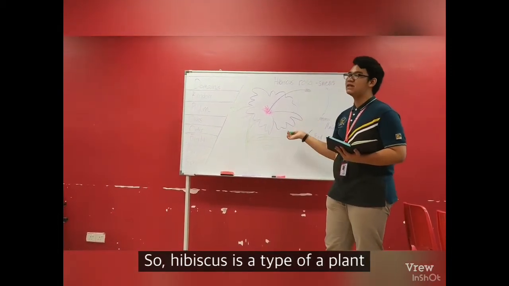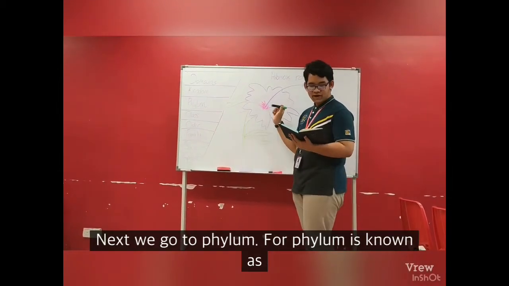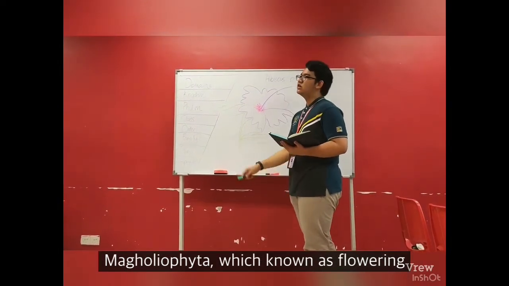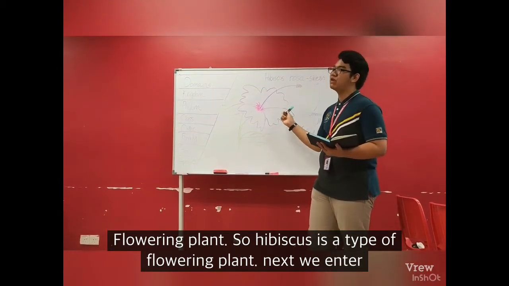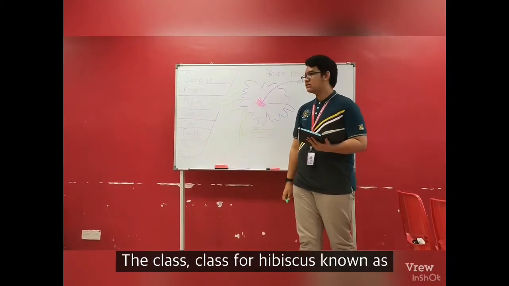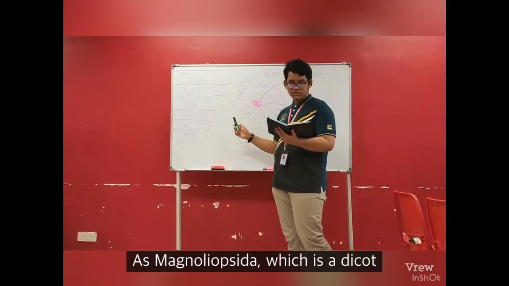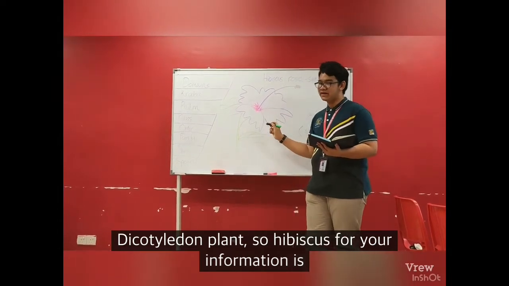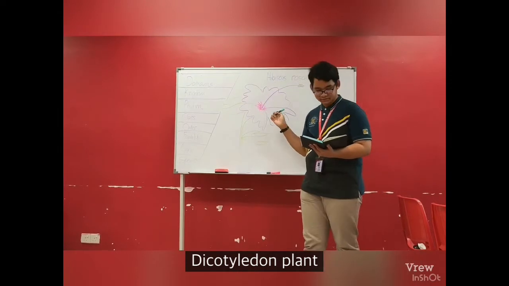So hibiscus is a type of plant. Next we go to the phylum. The phylum is known as Magnoliophyta, which is the flowering plants. So hibiscus is a type of flowering plant. Next, we enter the class. The class for hibiscus is known as Magnoliopsida, which is the dicotyledon plants. So hibiscus, for your information, is a dicotyledon plant.